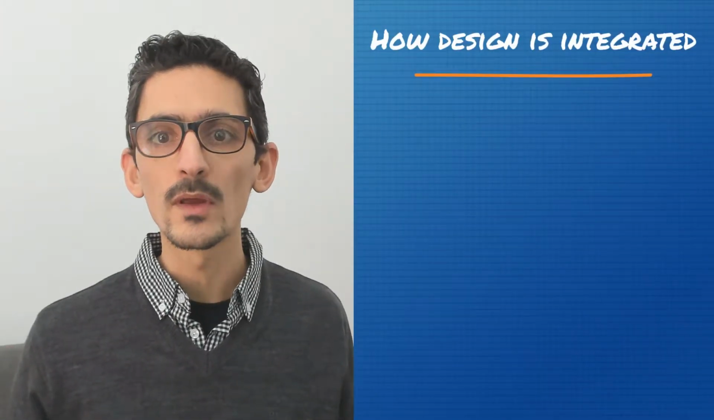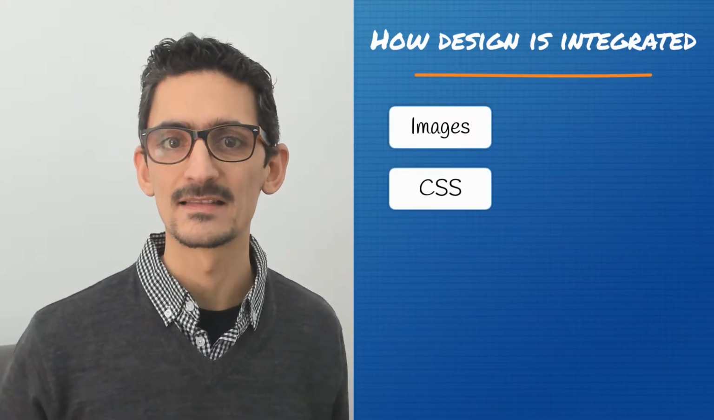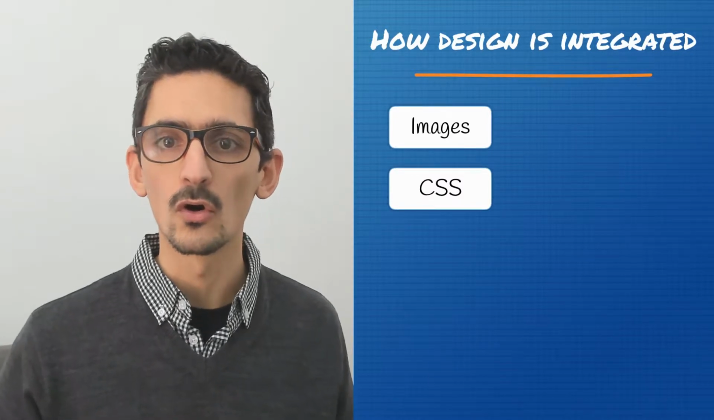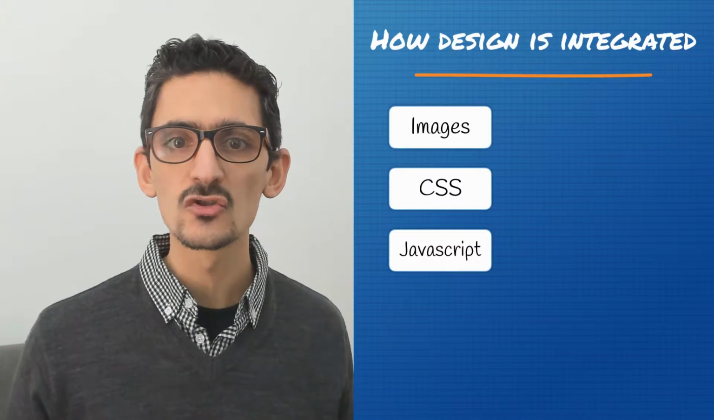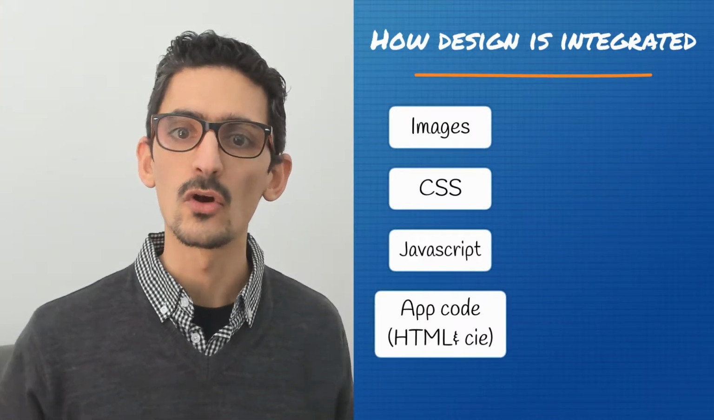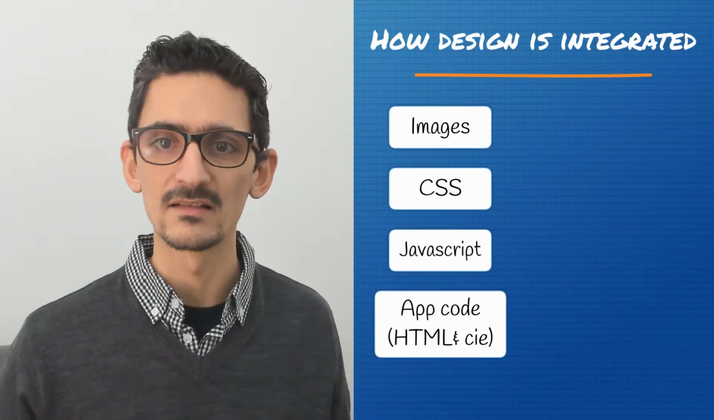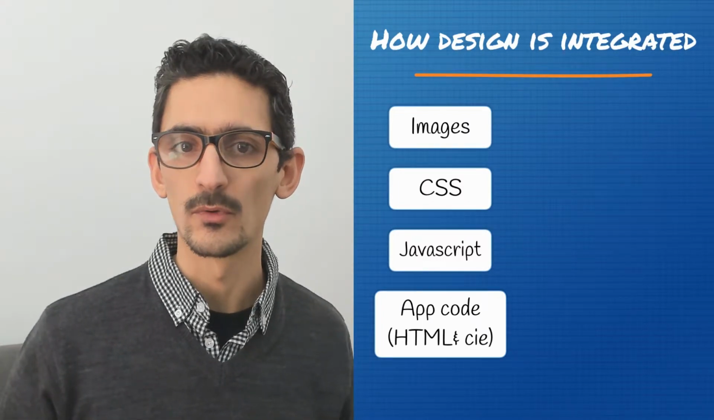First, the designer will create the images. Then the CSS. The CSS is the style of the page, like the fonts, the colors, etc. And then comes the JavaScript, a language to make things dynamic. And finally, the code. The code might be the HTML, but also PHP, Ruby on Rails, etc. Usually, the code is handled by the developer.